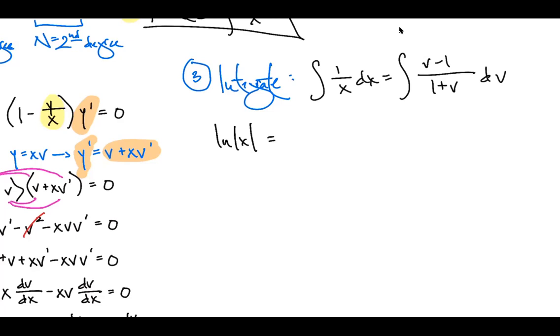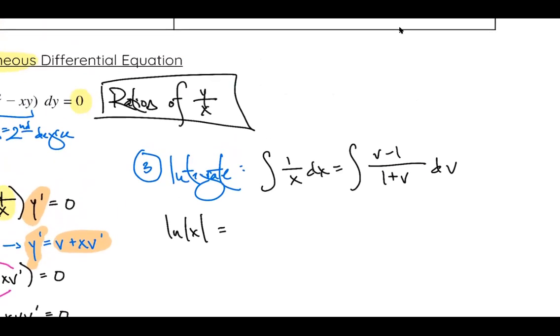We could use a u sub, yeah. And what would you call your u? V plus 1. Okay, so if we let this denominator equal u, let's see what happens. Oh, perfect, there's room up here. So u equals 1 plus v, then du would equal dv. Okay, so that's kind of nice.